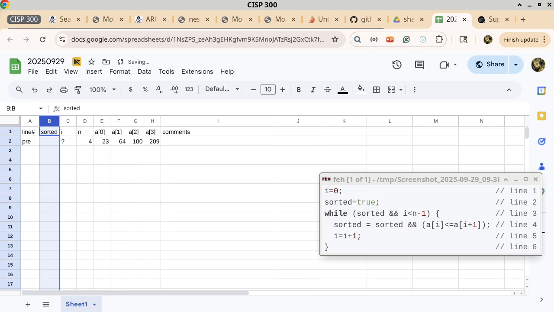And because the first thing we do, or the second thing we do, is to overwrite the value of sorted with a constant, that means whatever value it starts off with is also not important. And therefore, it starts with an unknown value. Yes.